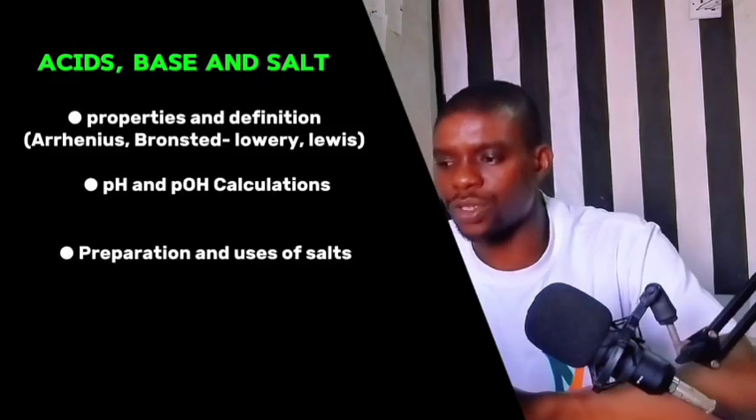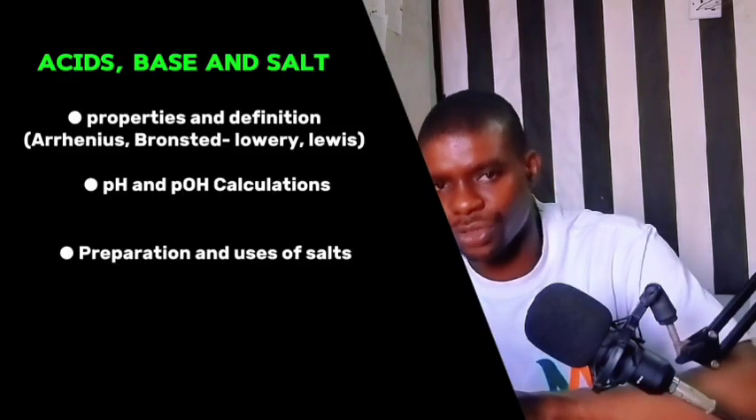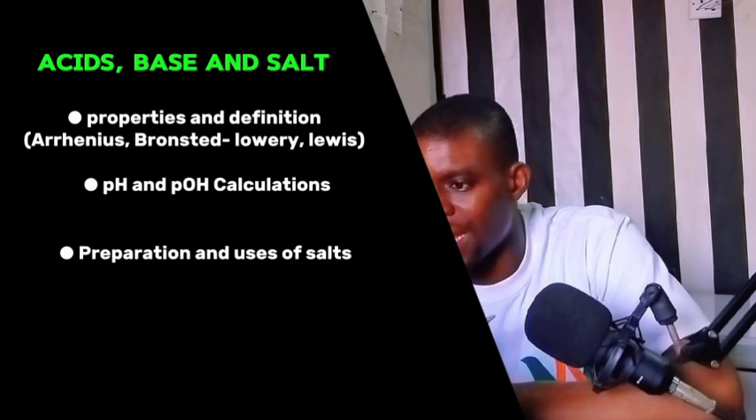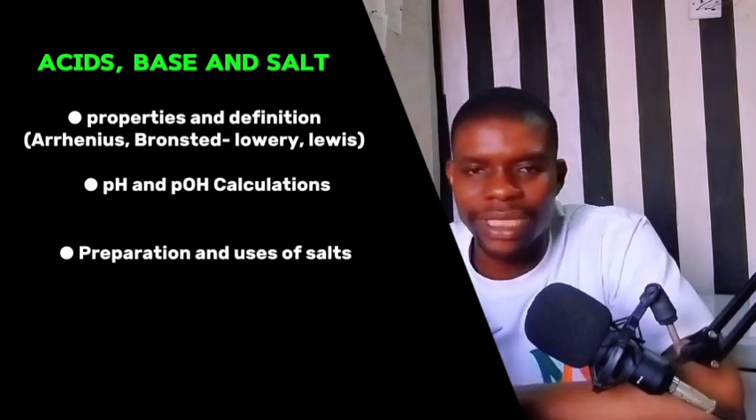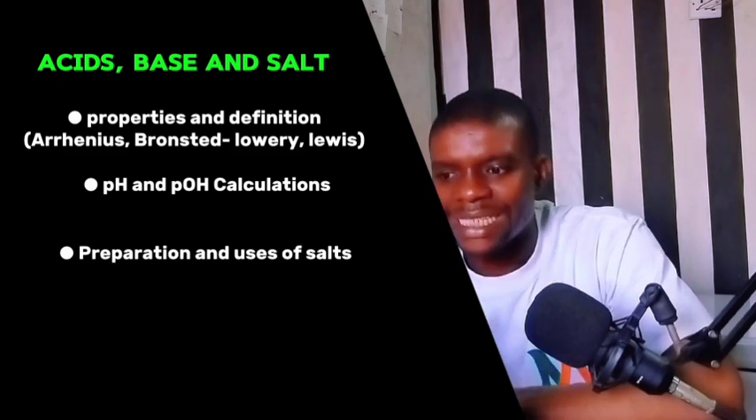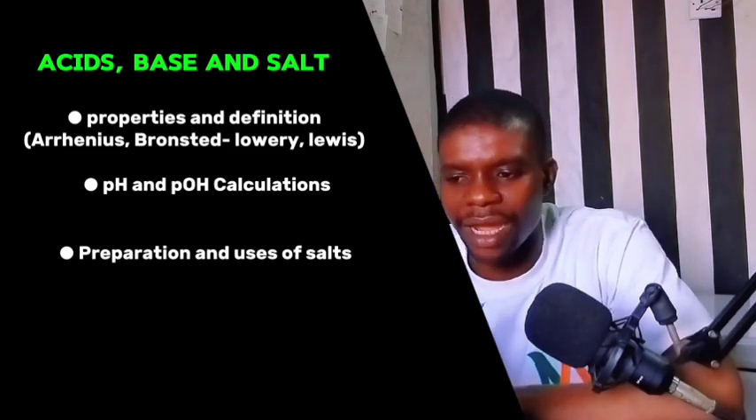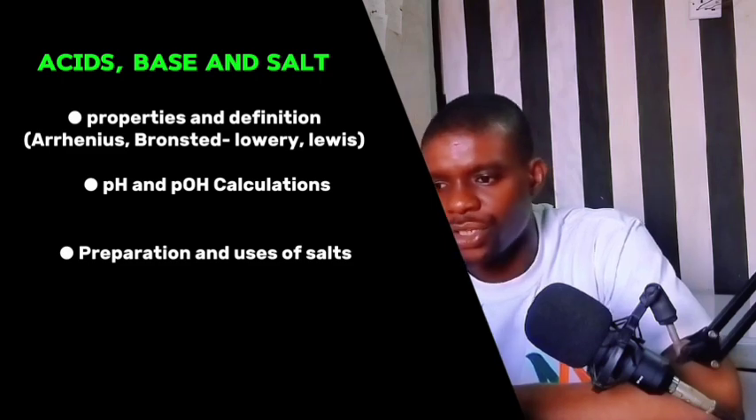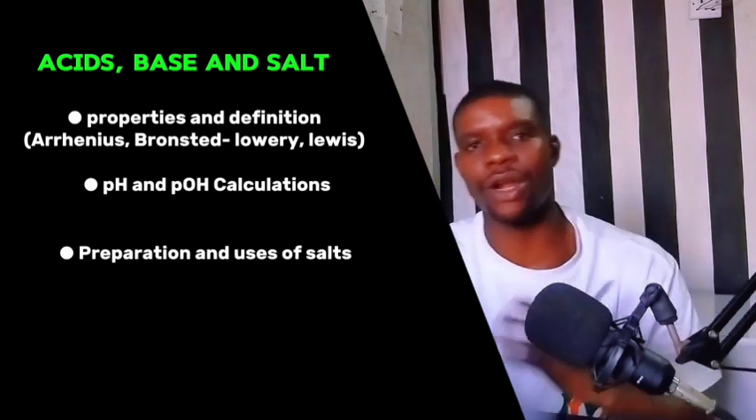So the next one is called acid, base, and salt. Yes, properties and definition of Arrhenius, Bronsted-Lowry, and Lewis theory. Yes, what is Arrhenius theory? What is Bronsted-Lowry theory? And what is the Lewis theory? Now you need to understand the calculation of pH and pOH, how to do those calculations, and the preparation and the use of salt. You need to understand all these key things when it comes to acid and base, because JAMB normally asks questions here.